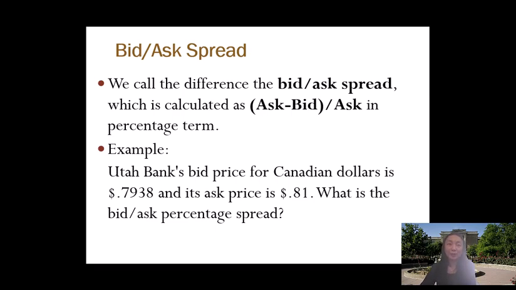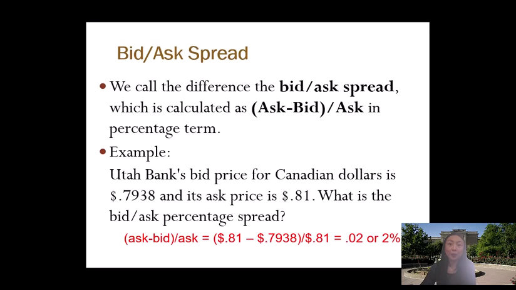We apply the formula. So first, 0.81 minus 0.7938. So we get the difference. And then we divide the difference by the ask price of 0.81. And we'll get 0.02 or 2% for the answer. So this spread reflects the transaction cost for traders or investors and the dealer's compensation for making the market.